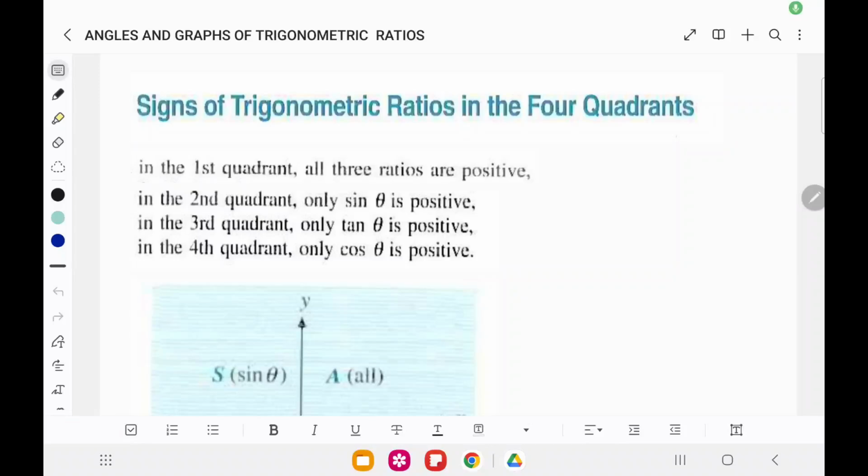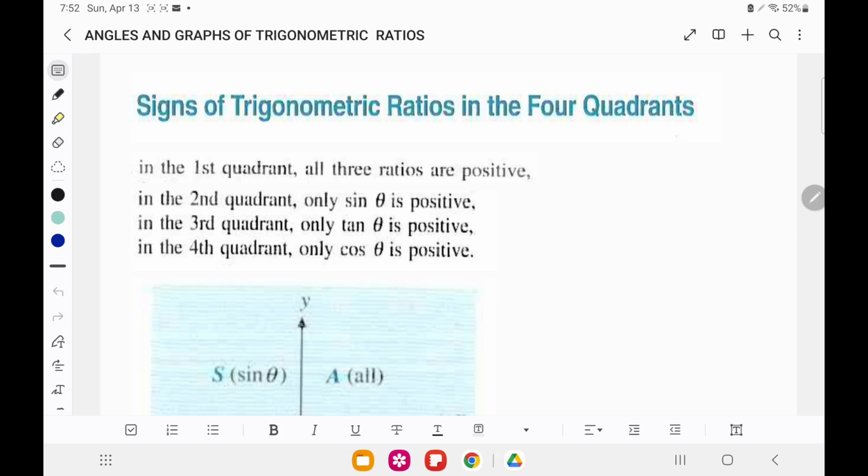Hello everyone. Today we are finding out the angles of some trigonometric ratios in all four quadrants and the basic graphs of trigonometric functions. Alright, so first of all I'll explain how to find the angles and in which quadrant they are.